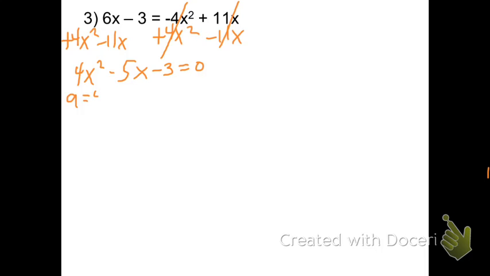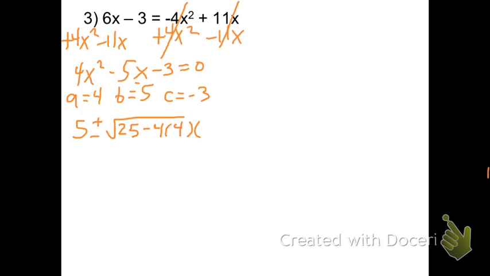So a is 4, b is negative 5, and c is negative 3. So if we plug all that into the quadratic formula, we get the opposite of b, so 5, plus or minus the square root of b squared, so 25, minus 4ac, negative 3. It's really important to pay attention to signs, because if you don't, you can get a drastically different solution from what you're supposed to get. Over 2 times 4.